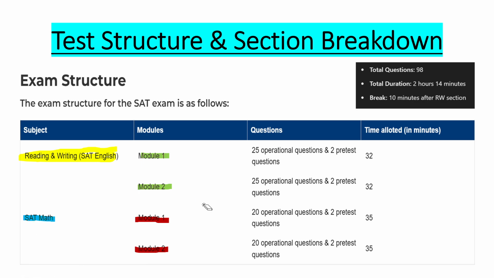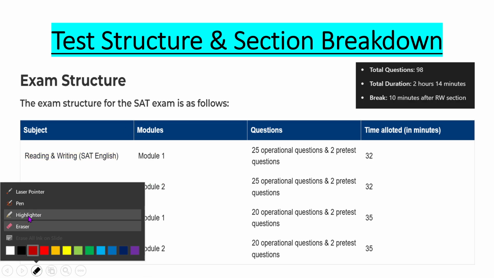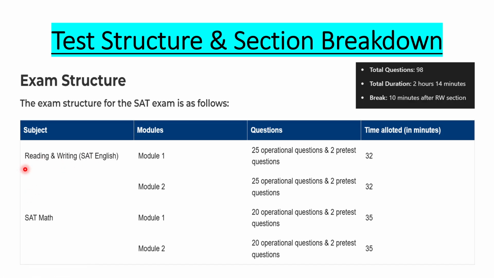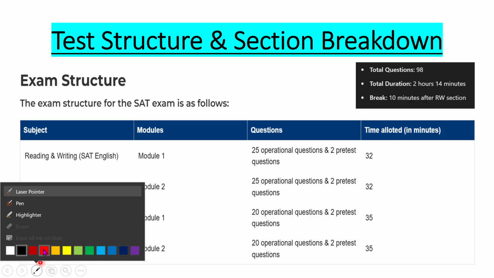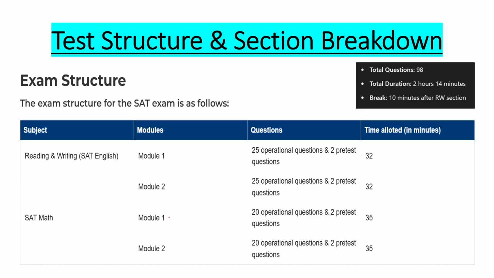Alright. Moving on, we have the further things. Now basically you have reading and writing section. If we talk about the reading and writing section, you have module 1 and module 2. And SAT math section, you have module 1 and module 2. Now if we talk about these modules in detail, module 1 will have in math section 20 operational questions.